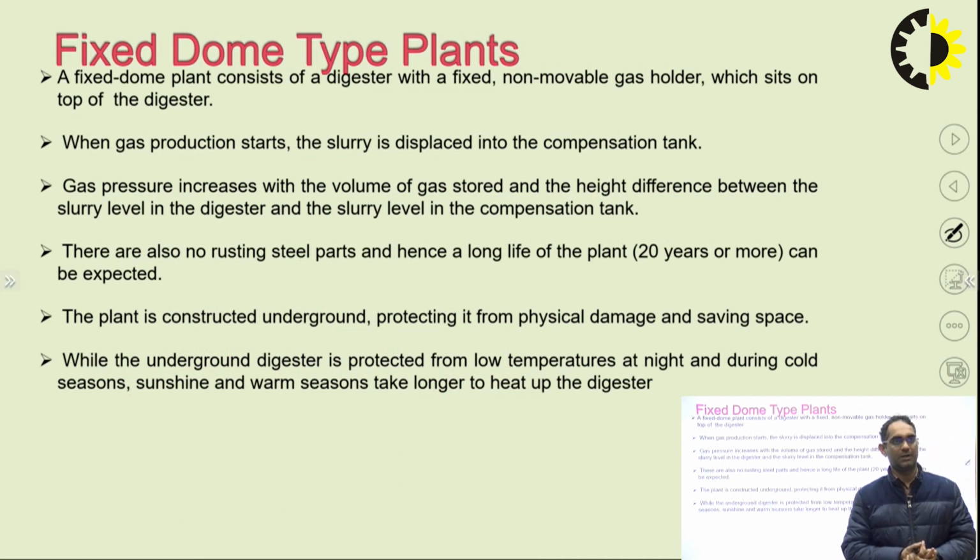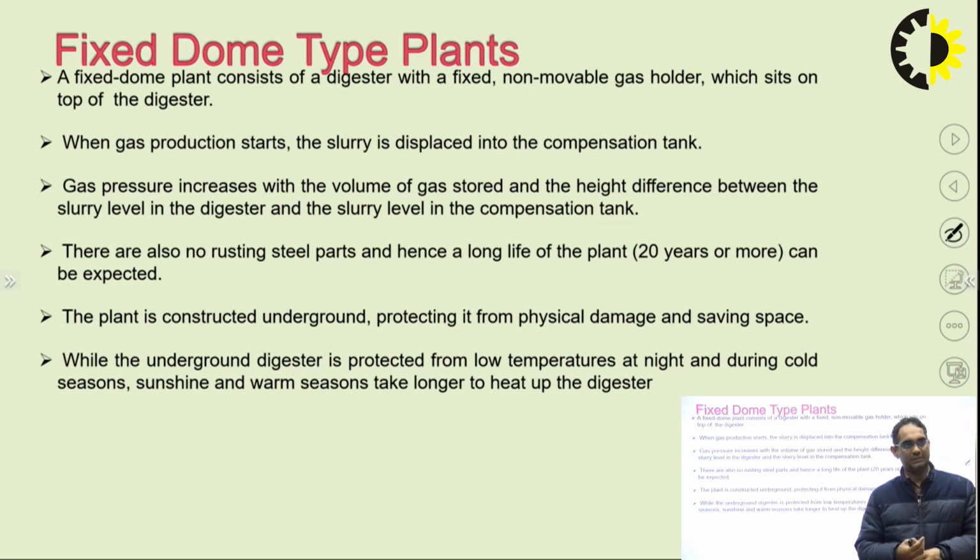A fixed dome type plant consists of a digester with a fixed, non-movable gas holder which sits on the top of the digester. When the gas production starts, the slurry is displaced into the compensation tank, and the gas pressure increases with the volume of the gas stored and the height difference between the slurry level in the digester and the slurry level in the compensation tank. There are also no rusting steel parts, and hence a long life of the plant, that is 20 years or more, can be expected.